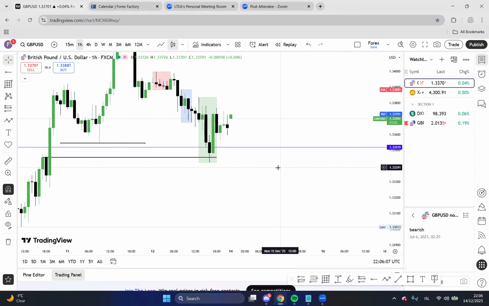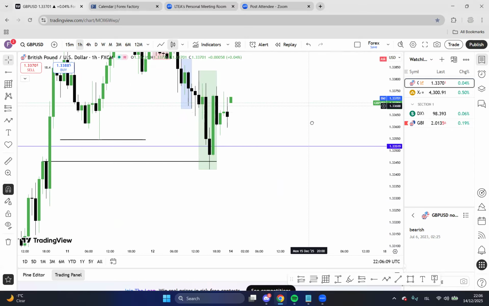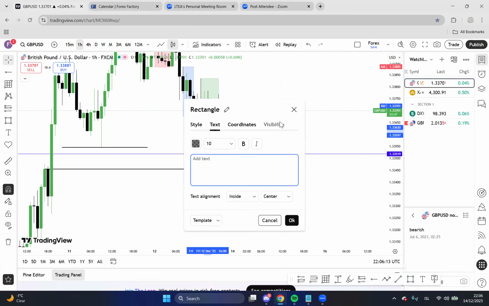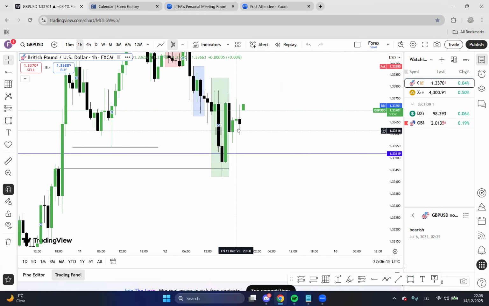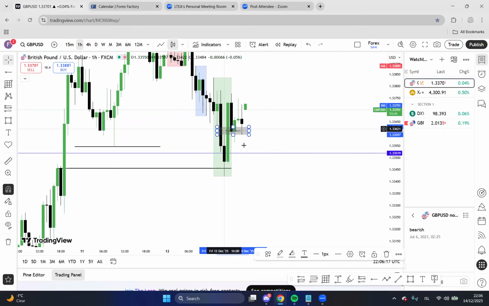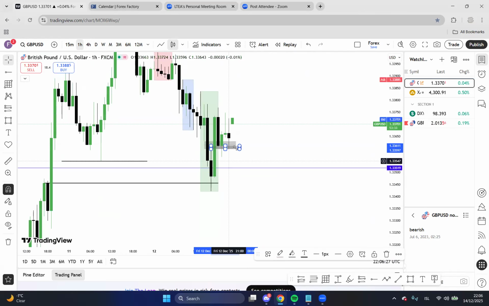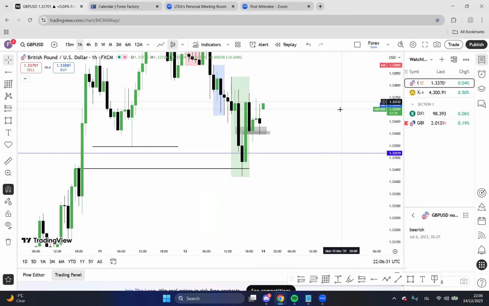Now, this is the 1 hour. In the 1 hour, there is something we saw here. We have an inversion fair value gap that price created, didn't close below right here. And we also have a fair value gap the price tapped into has failed to close below, which means price is telling us the market needs to go higher right here from the 1 hour perspective.